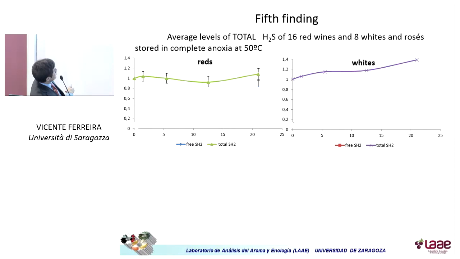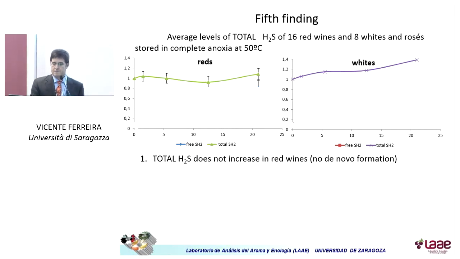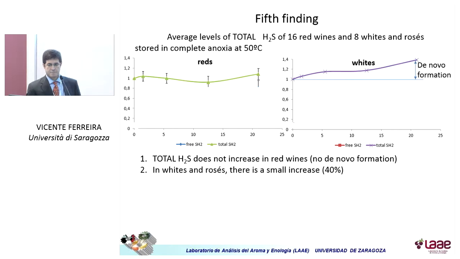And you see that total forms here don't increase, and in the whites, yes, there is some increase. Vedete cosa succede? Questi sono i due grafici, illustrano la media dei livelli totali di idrogeno solforato in 16 vini rossi e 8 vini bianchi conservati in condizioni di stretta anossia, a 50 gradi di temperatura.